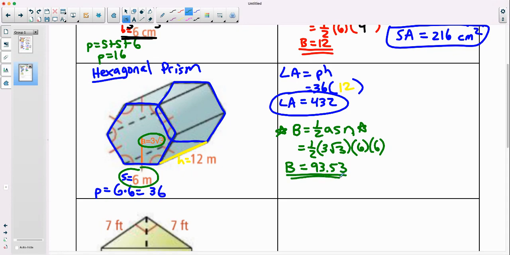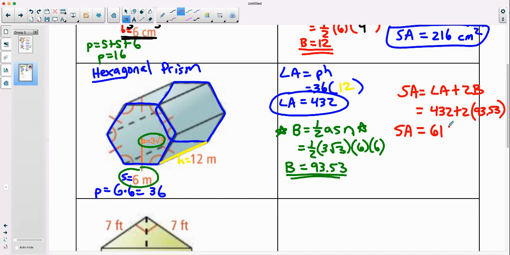That is the one that gets doubled when we try to get the surface area now. The surface area final answer is LA plus 2B. The lateral area is 432, plus there are two bases that are 93 each. So for our final answer, we double that 93.53, and I'm just looking on my page here, 619.1 if we're rounding to the nearest tenth square meters.